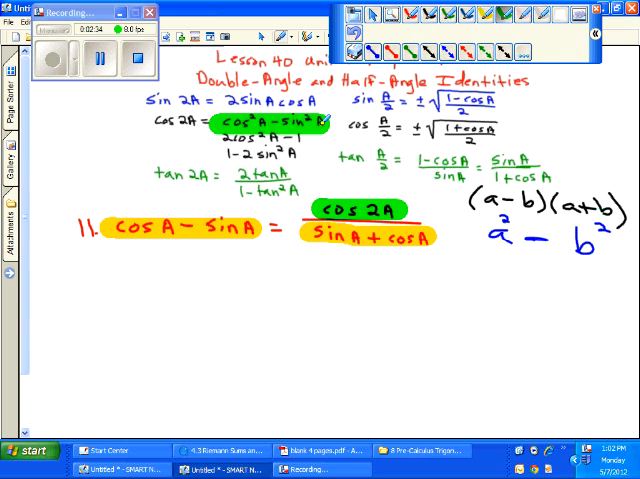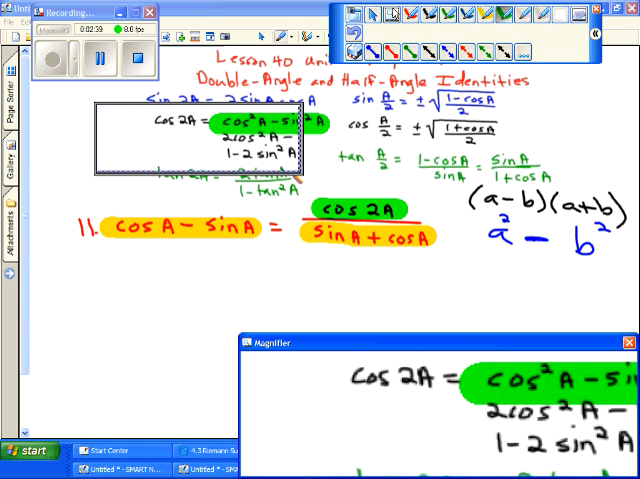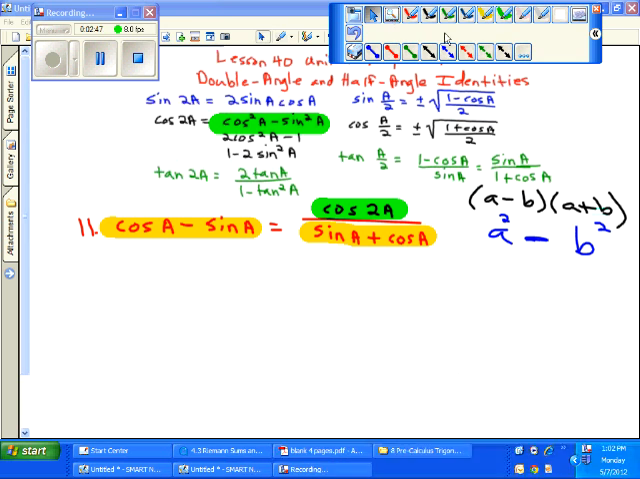So we're going to replace the cosine 2a, I hit the wrong button. Let me get that off of there. We're going to replace cosine 2a with cosine square a minus sine square a. And we're going to rewrite the denominator in a different order using the commutative property of addition, cosine a plus sine a.